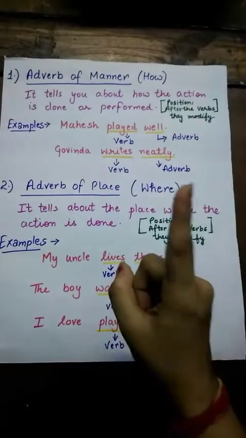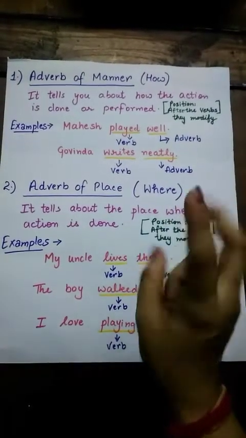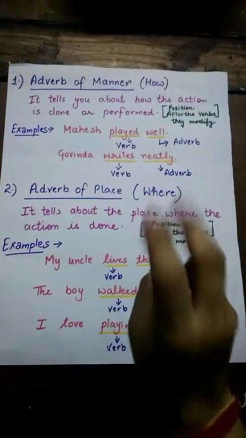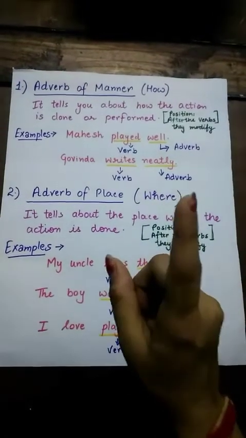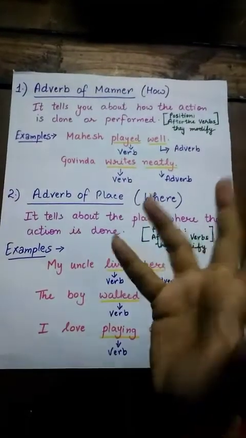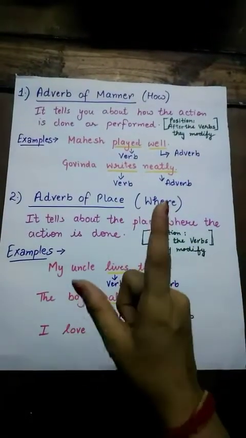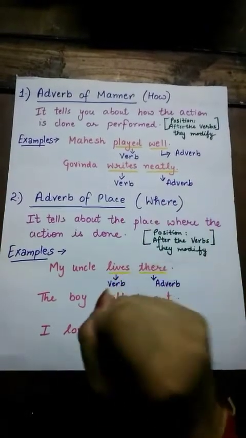Second, if your verb is a transitive verb, that means it has an object, then you will place it after the object in your sentence. Now students, read out the following examples. Mahesh played well. Now tell me, how did Mahesh play? Yes, he played well. So well is an adverb.